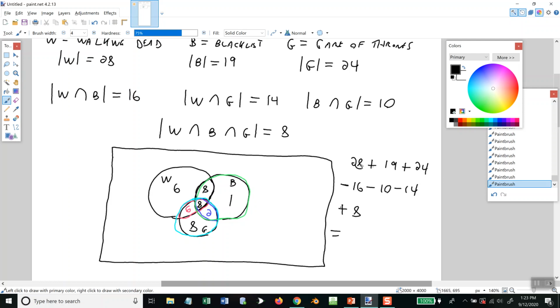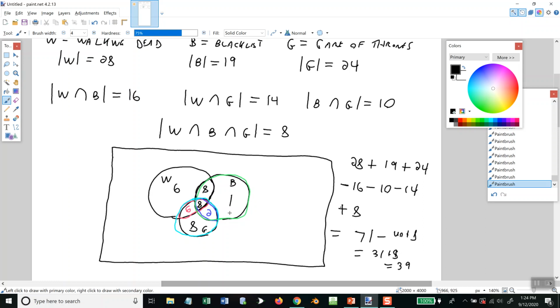Let's see. 28 plus 19 is 47, plus 24 is 71, minus 26, minus 10, minus 14, that's 31, plus 8, or 39.